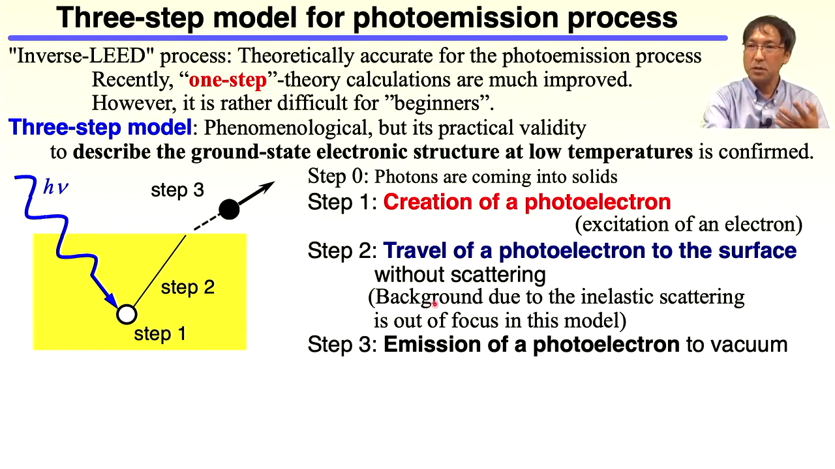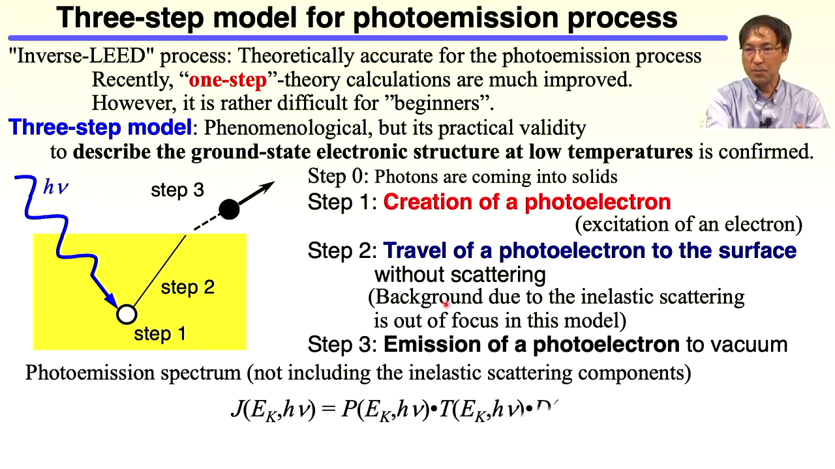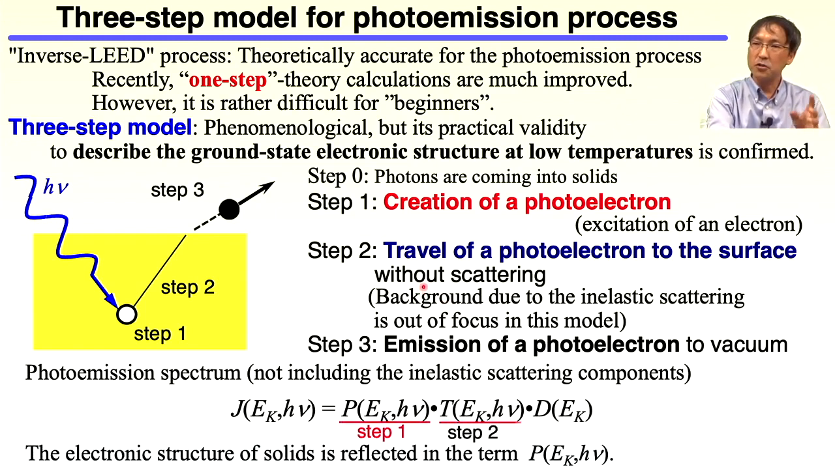Considering these steps, we can express the photoemission spectrum as a function of photoelectron kinetic energy and incident photon energy as the product of the function in each step, namely the function P in step 1 times function T in step 2 times the function D in step 3. It should be noted that the electronic structure is mostly reflected in the term of P in step 1 because the initial state electronic structure is included only in step 1, excitation of an electron.